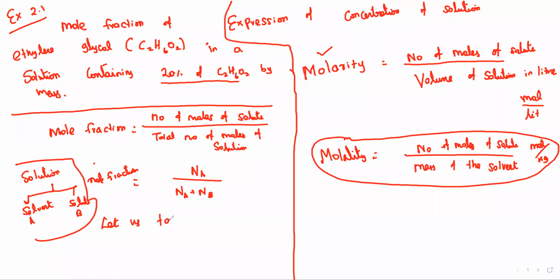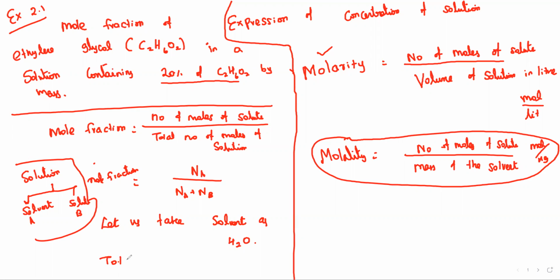They didn't give the solvent, right? So we have to only assume the solvent. What can be taken as the solvent? The best solvent is water. If they didn't give it, we can take the solvent as water, H2O. Fine. And they also didn't mention the amount of solvent we are having. They told us 20% of C2H6O2 by mass.